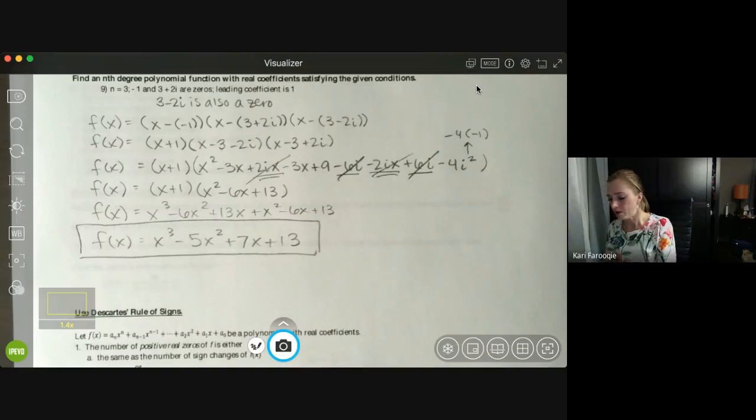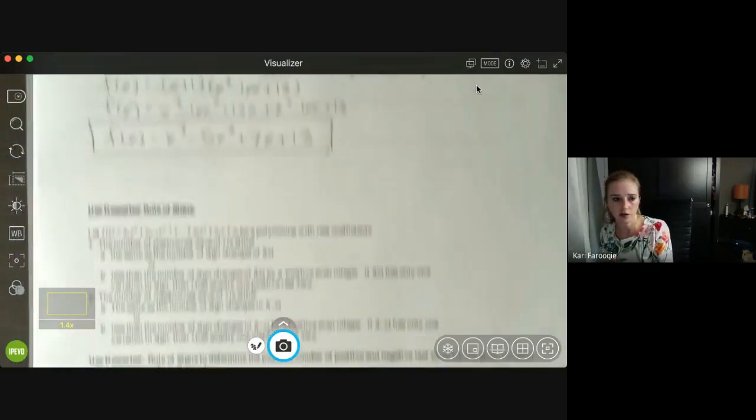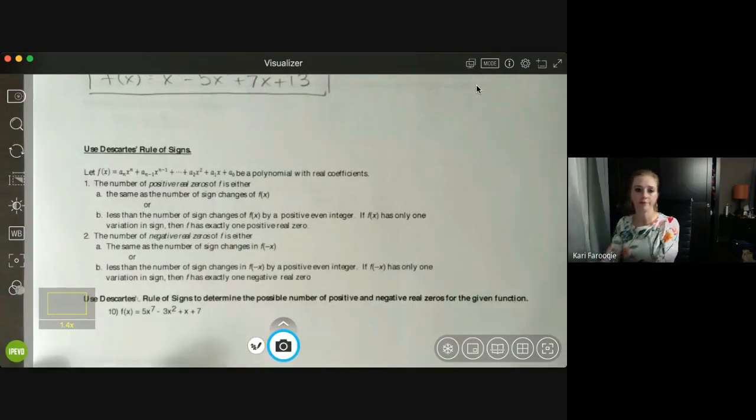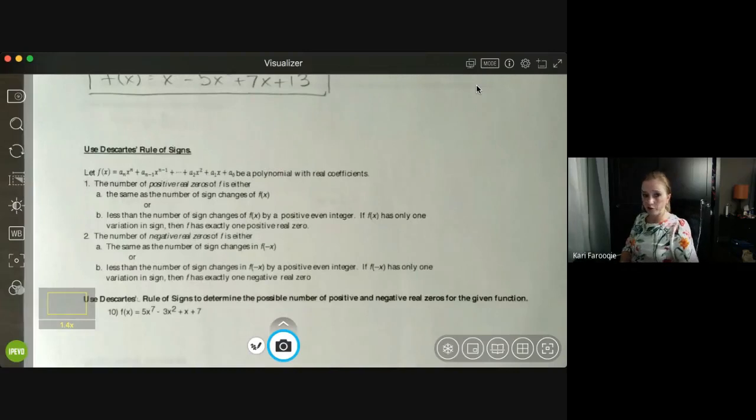Okay. The last thing to do is Descartes' rule of signs. Now, I don't usually put a whole ton of focus on this, but since I'm going to be spending a little bit of time in class on it, expect to see one question on your exam covering the rule of signs. However, on your homework, if it says to use the rule of signs, I want you to know what it is. So I want you to be able to use it.